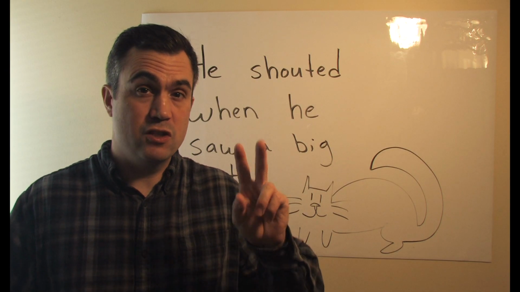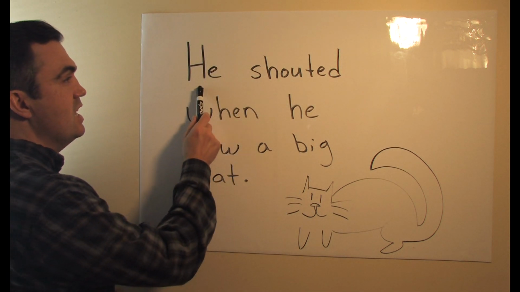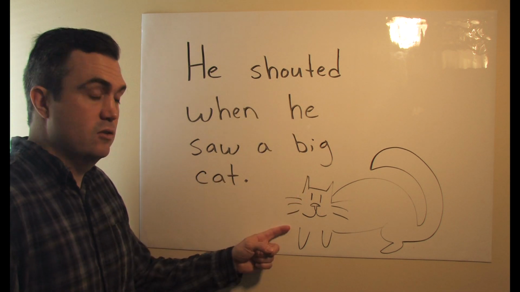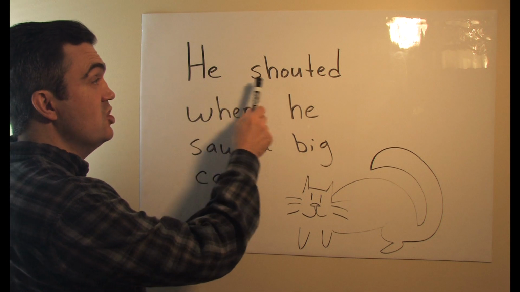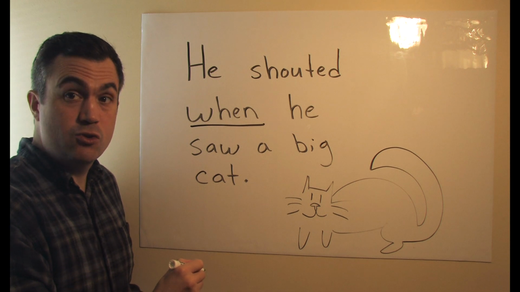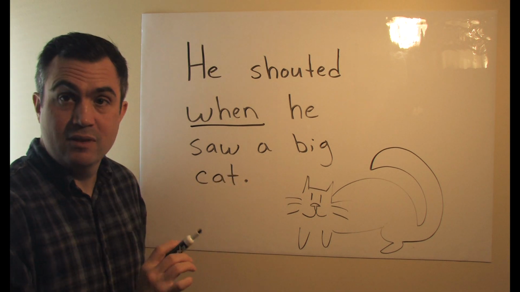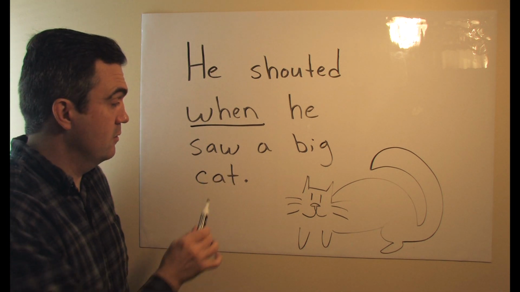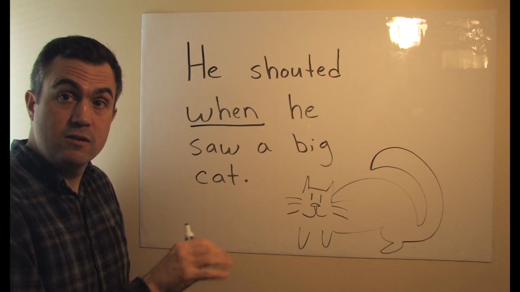Now, what about if we have two short actions? Again, no problem. Look. He shouted when he saw a big cat. Wow, that's a big cat. Okay, he shouted, short action, when introducing a short action. When he saw a big cat. Again, simple past, shouted, simple past, saw, right? See is an irregular verb. See, saw.